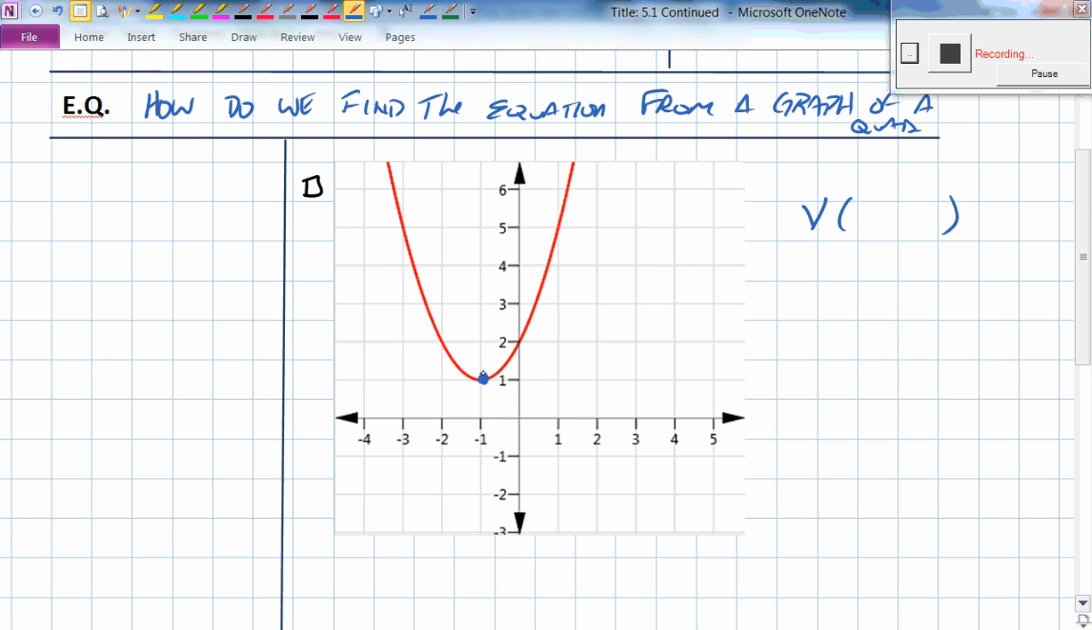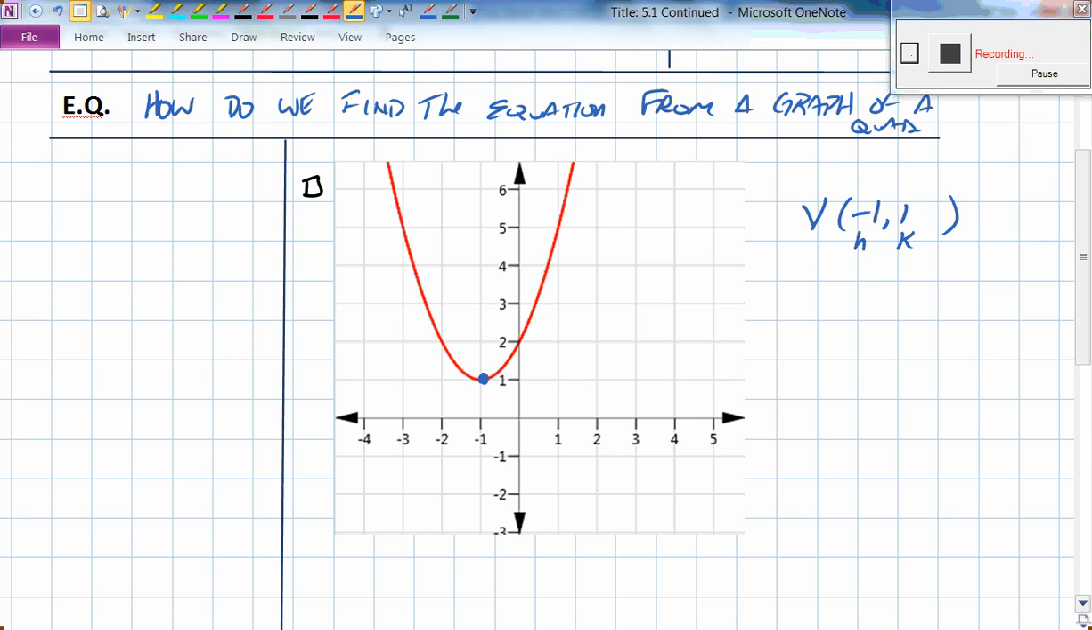All right, I got mine. What do you guys think the vertex is? -1, comma 1. You guys agree with that? Yep. -1, comma 1. The -1 stands for the h of the vertex, and the 1 stands for the k. So the vertex is located at this point called h, comma k.